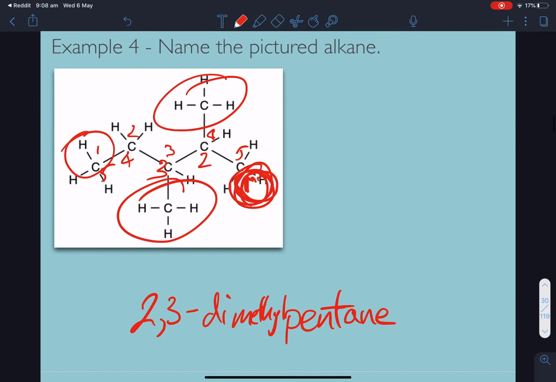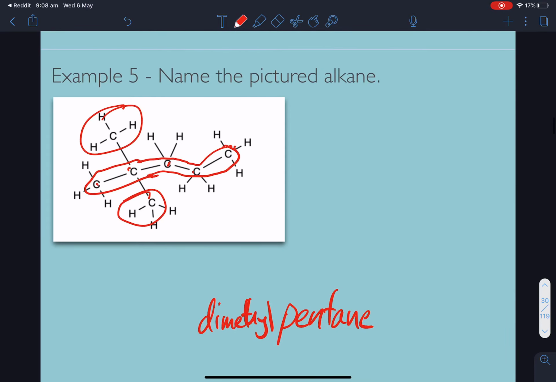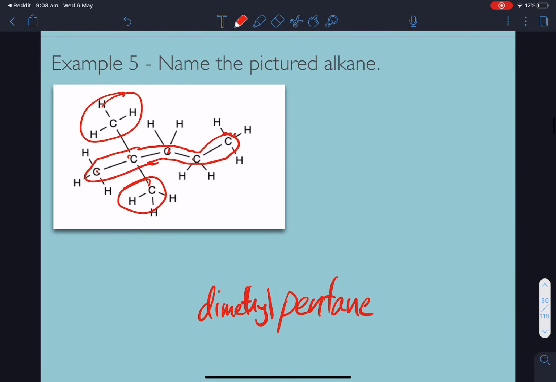This was a dimethyl one too, but it was in the 2 and 3. And you can see that these ones, it's just shifted these positions. So 1, 2, 3, 4, 5, or 1, 2, 3, 4, 5. So I can either have 2 dimethyl pentane or 4 dimethyl pentane. Well, I need to go to the lowest number, so it's 2,2 dimethyl pentane.